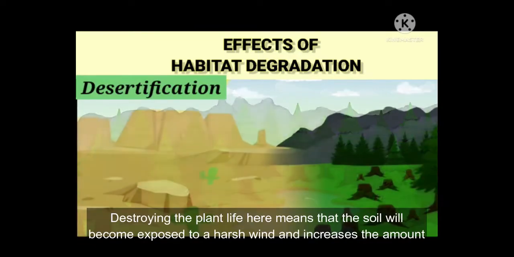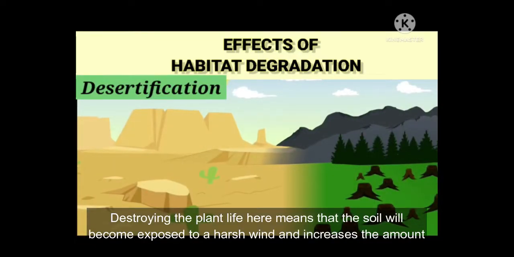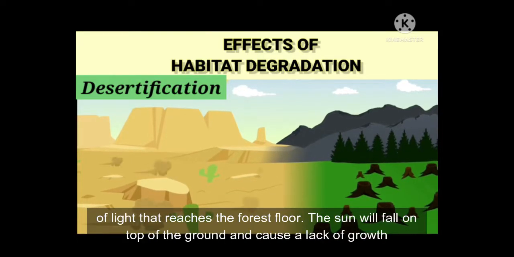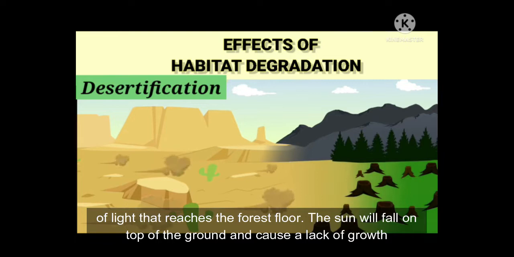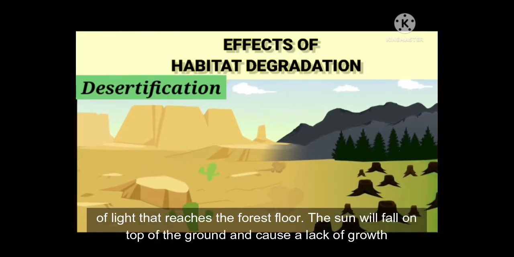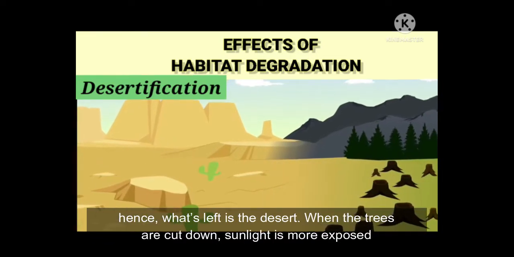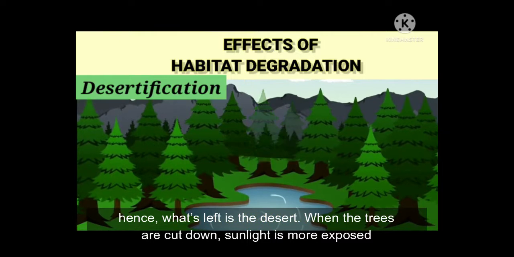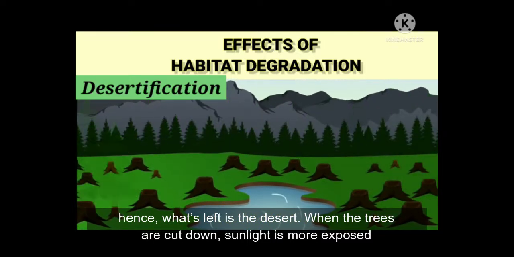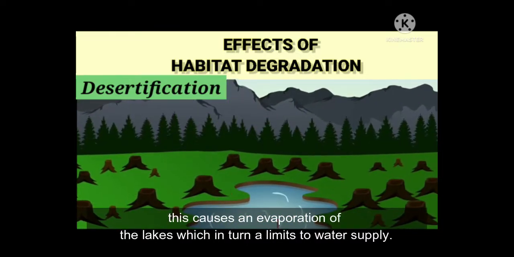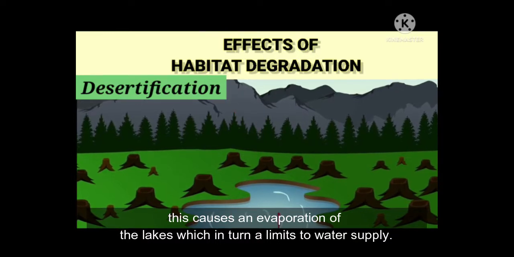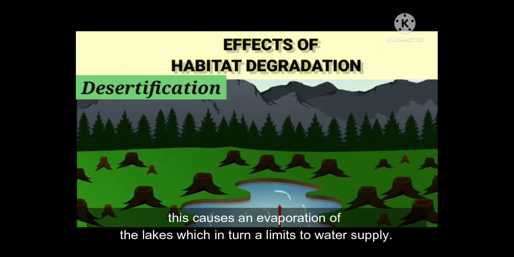Desertification. Destroying the plant life here means that the soil will become exposed to harsh wind and increases the amount of light that reaches the forest floor. The sun will fall on top of the ground and cause a lack of growth. Hence, what is left is the desert. When the trees are cut down, sunlight is more exposed. This causes an evaporation of the lakes, which in turn limits the water supply.